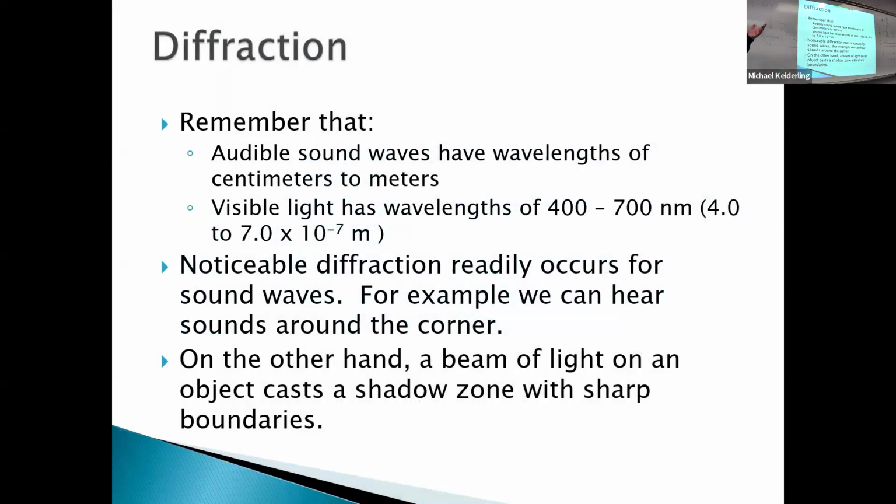So audible sound waves have wavelengths in the centimeter to meter range, while visible light has wavelengths around 400 to 700 nanometers. So you get noticeable diffraction that readily occurs for sound waves because objects are around that scale. We can hear sounds around the corner. On the other hand, a beam of light on an object casts a sharp shadow, as you can see here, with sharp boundaries. Because the wavelength of light is so much smaller than that of sound.